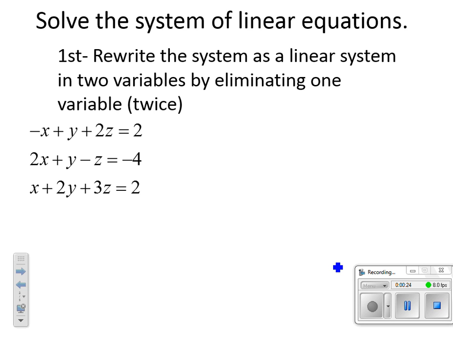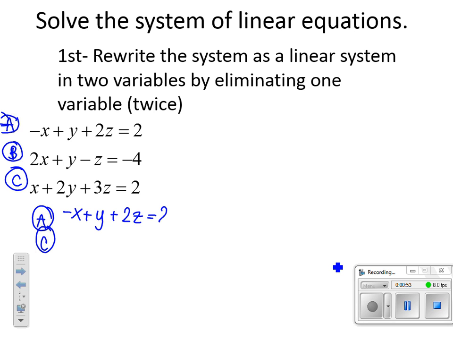The first thing I'm going to do is label these A, B, and C. Then we are going to decide which variable we want to eliminate. It looks like I'm going to choose x. So I'm going to take equation A and equation C because the x's cancel out nicely, and I'm going to set them up and eliminate their x's and add the rest of the equations together.